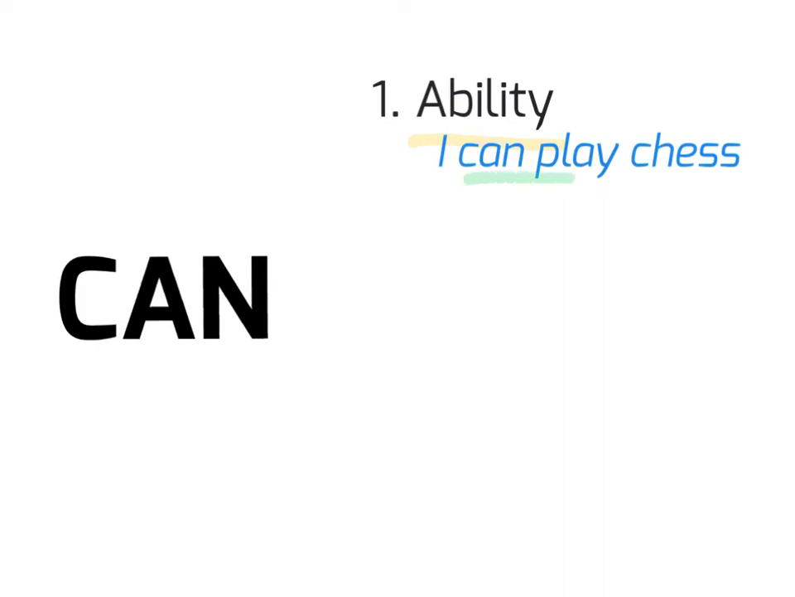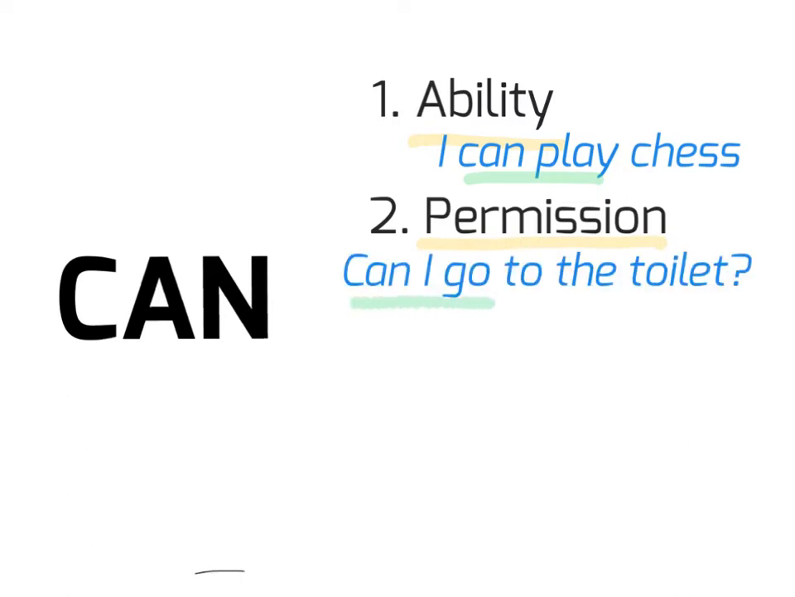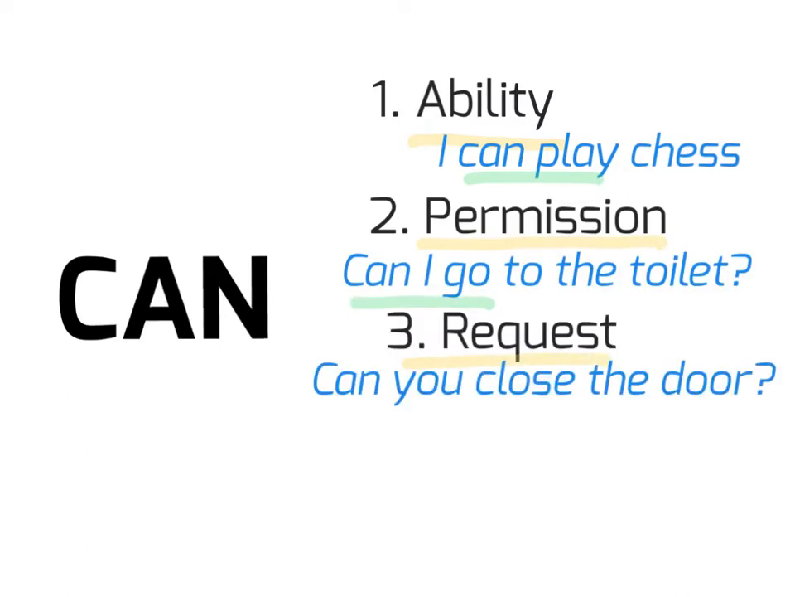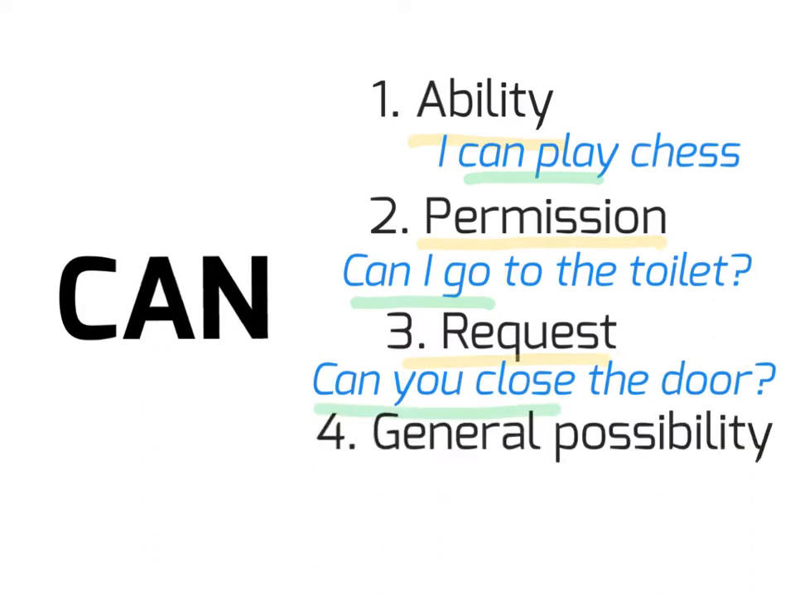Now let's have a look at the use of each modal verb. Let's start with can. Can has 4 different uses. Ability, for example, I can play chess. Permission, can I go to the toilet? Request, can you close the door? And finally, general possibility. You can ski. That means that you can ski because there's snow.